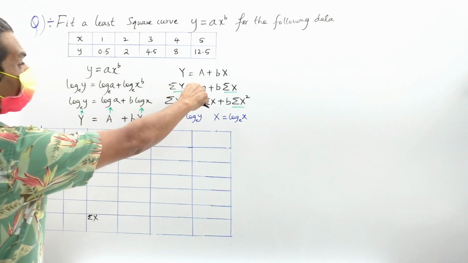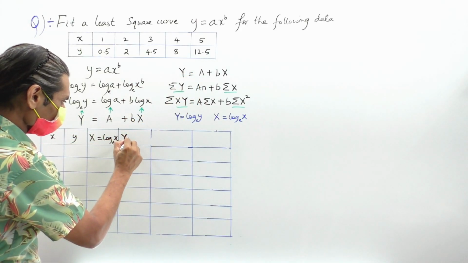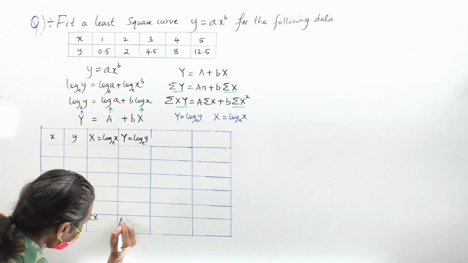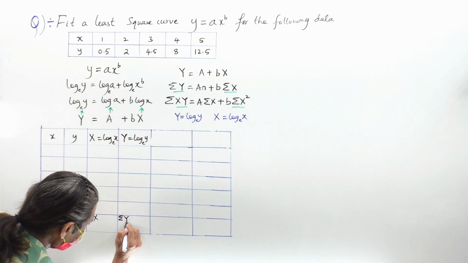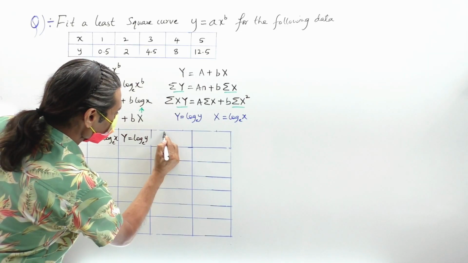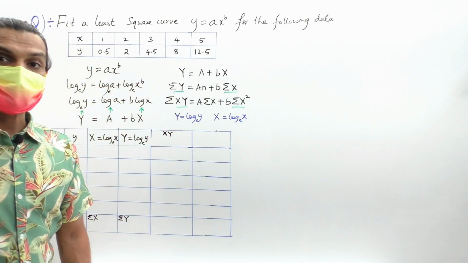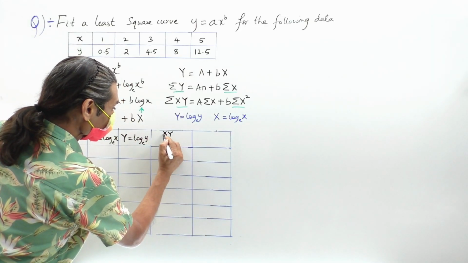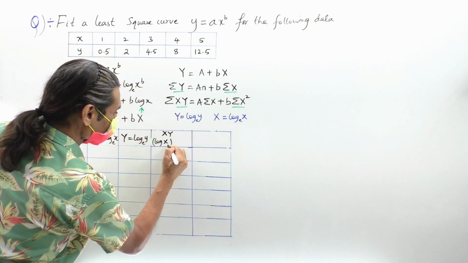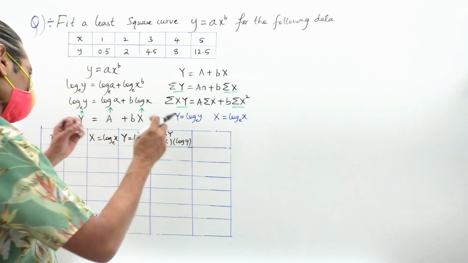Next, we need summation capital Y, where capital Y is equal to log of small y to the base e. Again, if I add the sum of this whole column, I get summation capital Y. Then we need summation XY. See, capital X into capital Y gives summation XY. What is summation XY? XY is nothing but log of small x into log of small y to the base e. I am writing each and everything here.